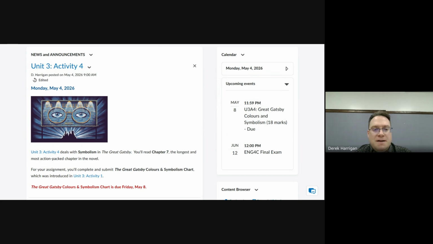characters and objects that have deeper meanings, that they don't just represent a physical object or a specific person, but maybe they represent something greater. And F. Scott Fitzgerald, the author of The Great Gatsby, was very interested in symbolism. When he was writing the book, he used different images and different objects to mean something deeper.